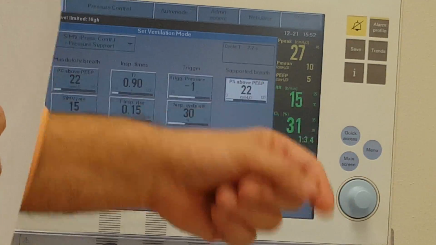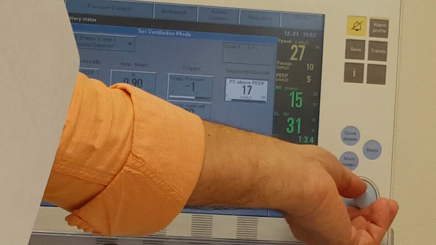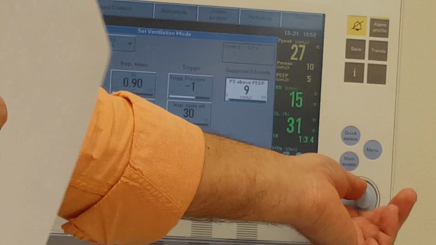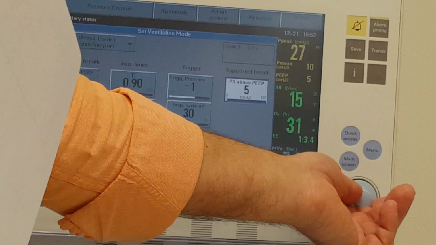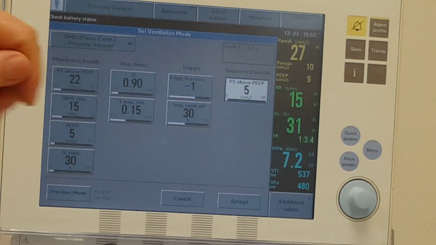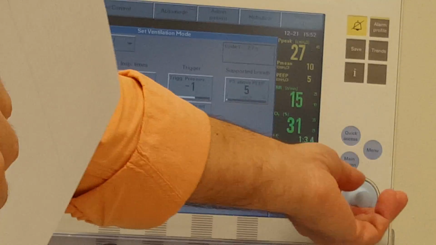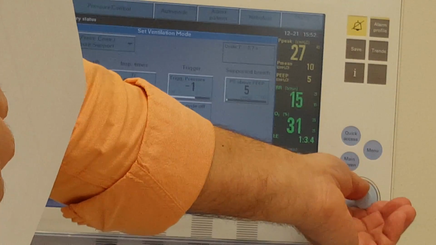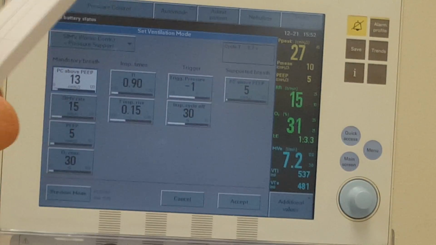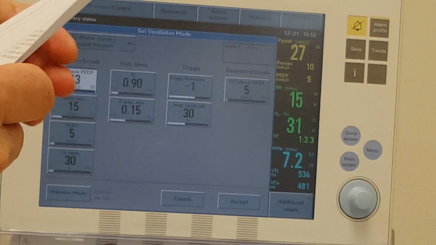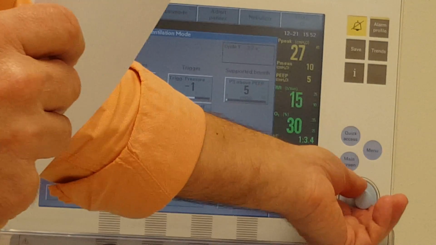It doesn't want to let me turn it down because my pressure support currently is set at 17. Let's put that down to 5, which is often a good place to start, 5 to 8. And then we'll put this down to 13, like requested. Our SIMV rate, let's put to 10.